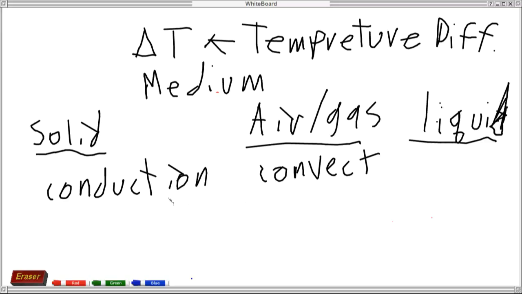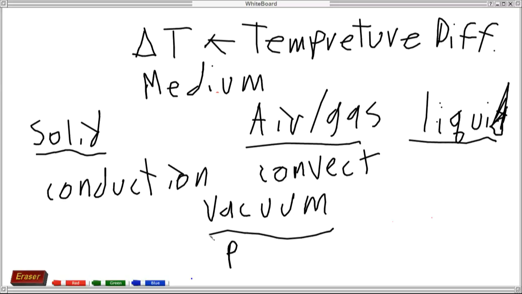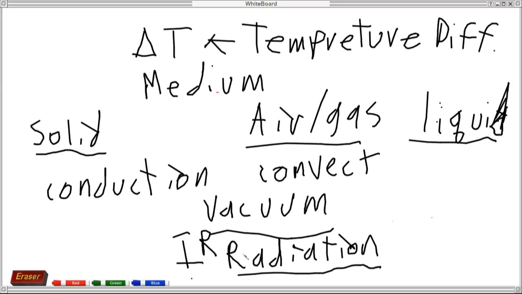And then the fourth one is through a vacuum, and that's mainly how heat travels through the vacuum of space, through IR radiation, infrared radiation. Okay, please excuse this miswriting and all. I still haven't gotten used to using this thing, but it's through infrared radiation.